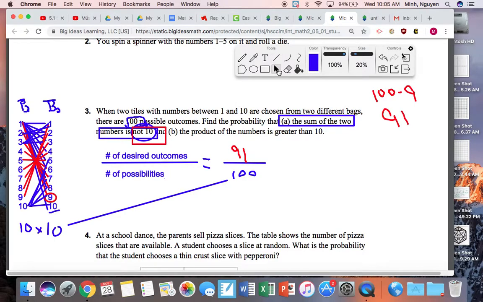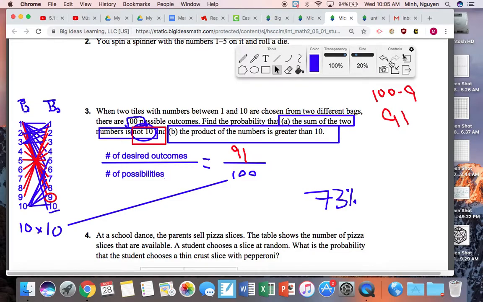So that's it for number 3. I will tell you the answer for number 3, but you have to show your work. It's literally just counting, and you want to work it out so that the product of the numbers is greater than 10. So, yeah, the answer is 73% for part B, but if you don't show any work, then it counts for nothing. So there it is.